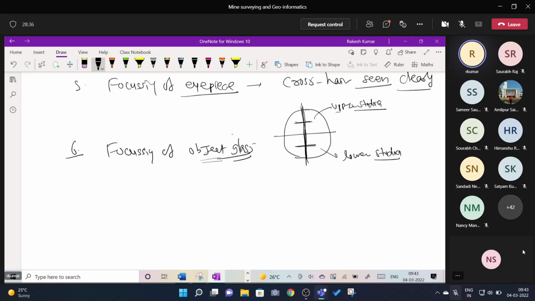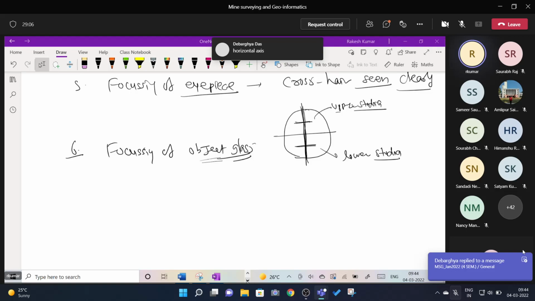Anyone? Saurabh is there? Let me see how many are present. Sir, non-transit is if it can't be rotated. Okay, along which axis? Vertical? Horizontal axis. So you have to see very clearly. If it is rotated along the horizontal axis, then it is a transit. If it is not rotated, it is the non-transit.